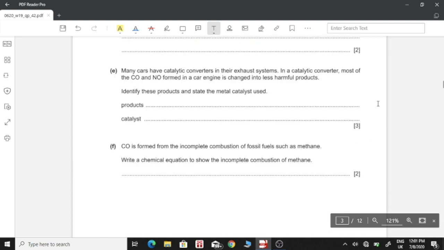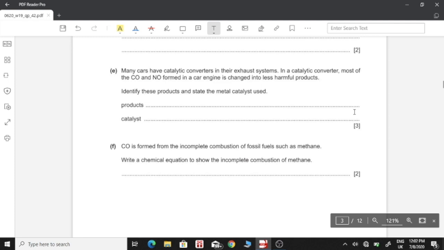E. Many cars have catalytic converters in their exhaust systems. In a catalytic converter, most of the carbon monoxide and nitrogen monoxide formed in a car engine is changed into less harmful products. Identify these products and state the metal catalyst used.